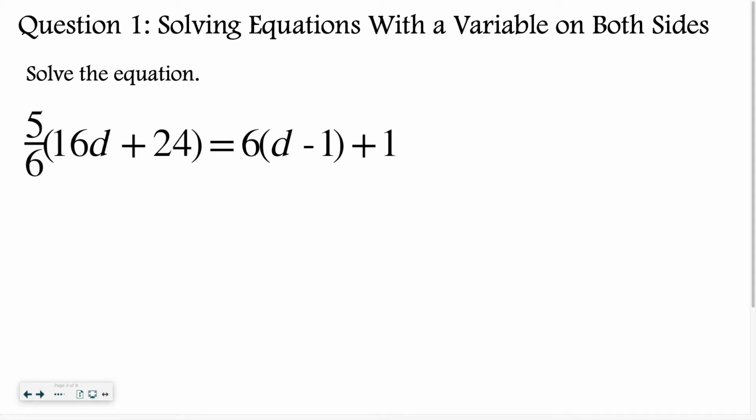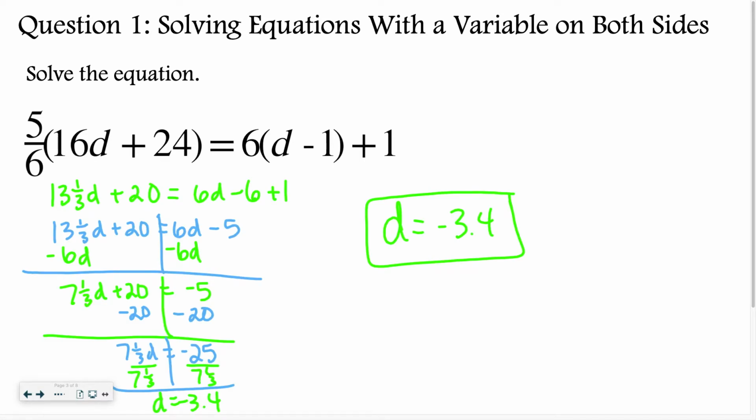All right, question number 1. This is for you to solve. Good luck. All right, if you did this problem correctly, hopefully you ended up at d equals negative 3.4. If you have questions about that or anything else with example 1 or question 1, please be sure to reach out for some help, and I'm more than happy to assist you.